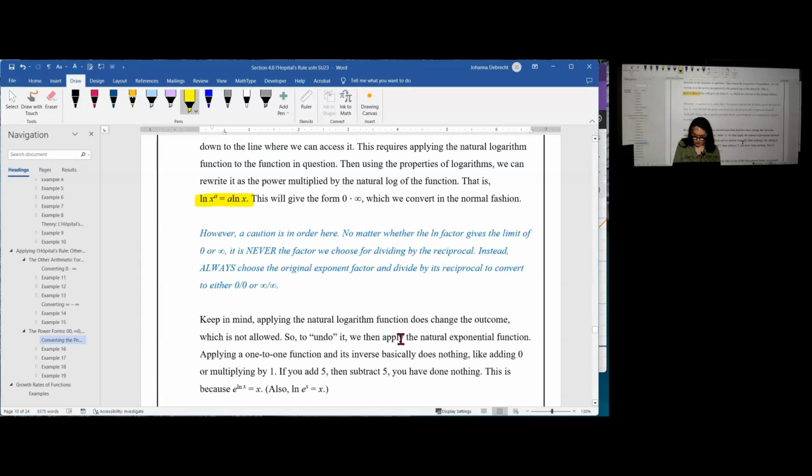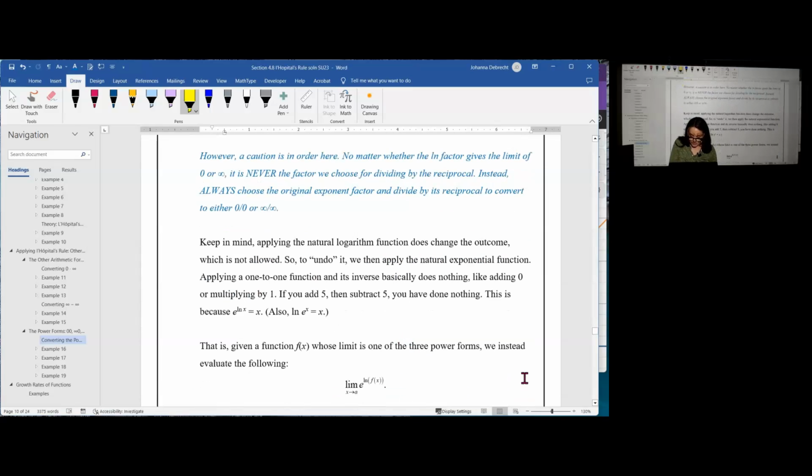Now let's talk about what we're doing. The natural log, no matter whether it's the 0 or infinity part, always stays put in the numerator. It's always the original power that got pulled to the front, whose reciprocal we divide by. Now, keep in mind that applying the natural log to the function has changed it, which means we've changed the limit. So we have to undo it.